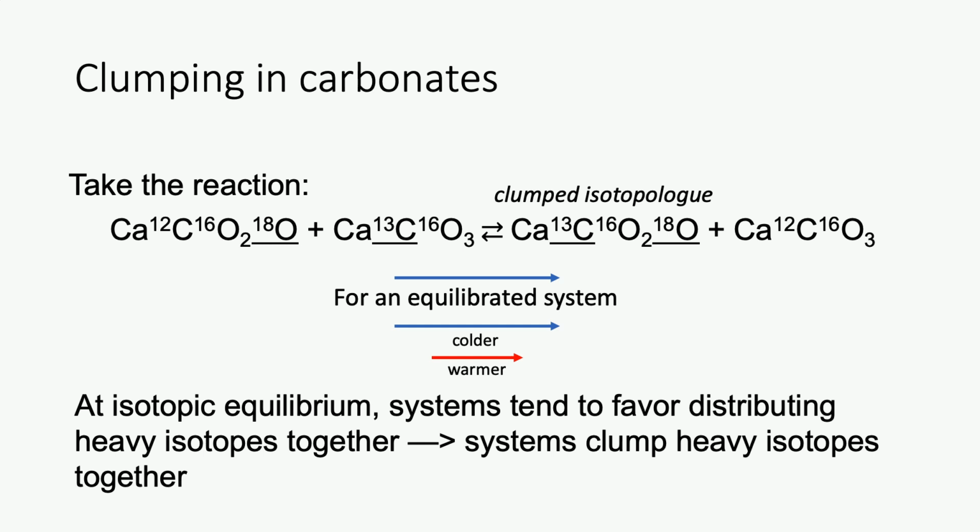That is not a law, all right? There are examples where this is not true. But it's a tendency, and if you catch me on the street and give me a random reaction and ask me to predict something, this is what I will predict. But there are examples of anti-clumping, all right? So it's not universal. But in carbonate, this is true. Right, and so systems tend to clump, and this is the idea of clumped isotopologs, clumped isotope geochemistry, that you put two rare heavy isotopes together.